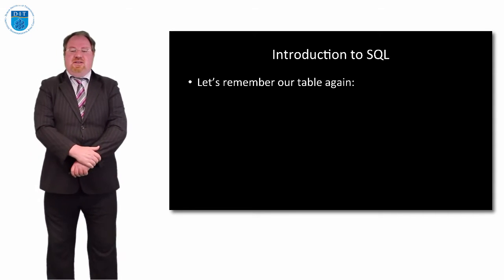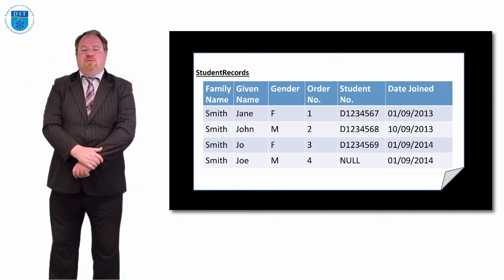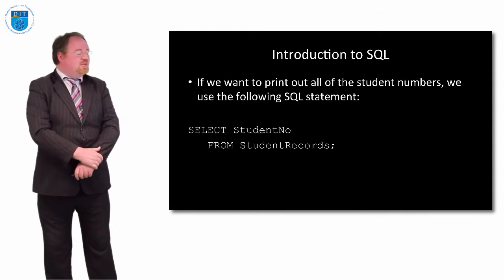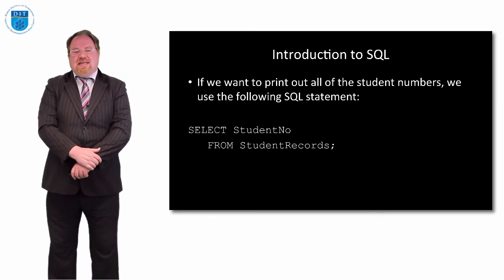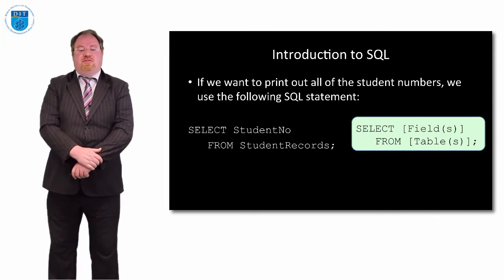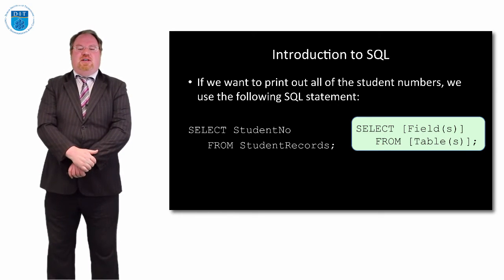If we look at our table again for a second, it's got family name, given name, gender, order number, student number, and date joined. If I want to find out all the student numbers from that table, my SQL statement is SELECT student number FROM student records. More generally, SELECT field FROM a particular table. So if I say SELECT student number FROM student records, it'll just list all of the student numbers in the table student records.